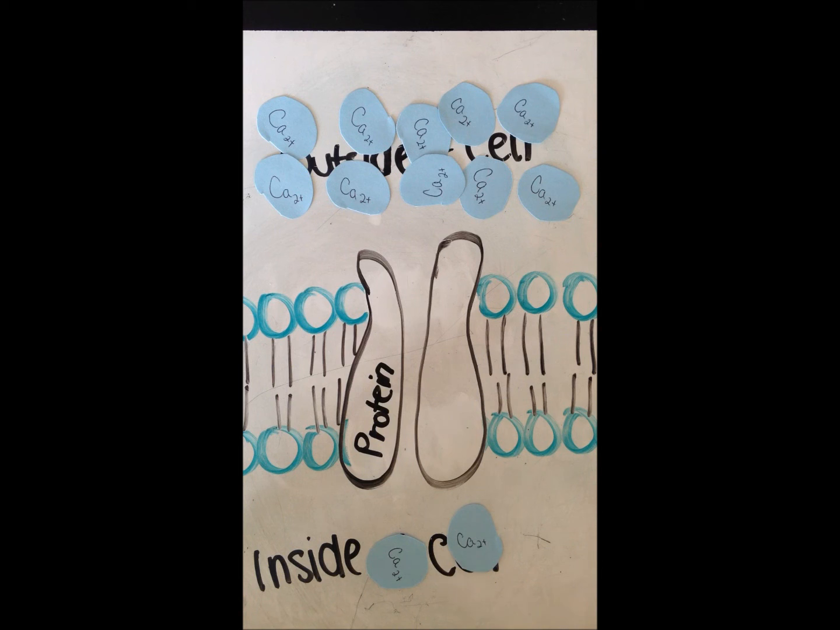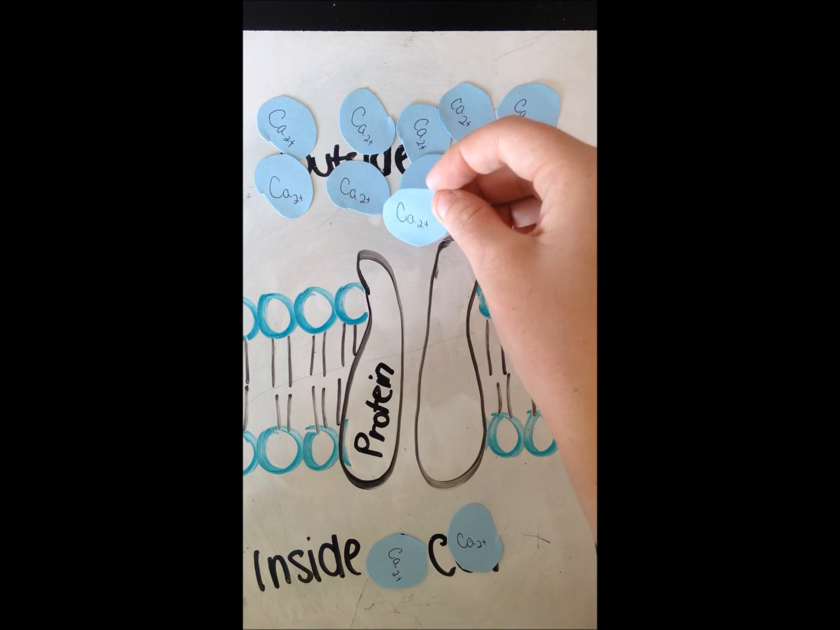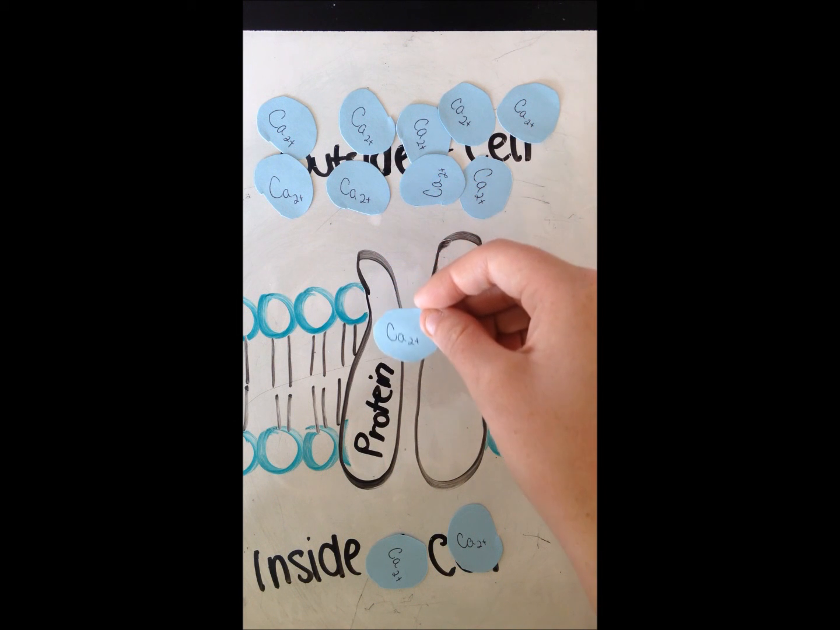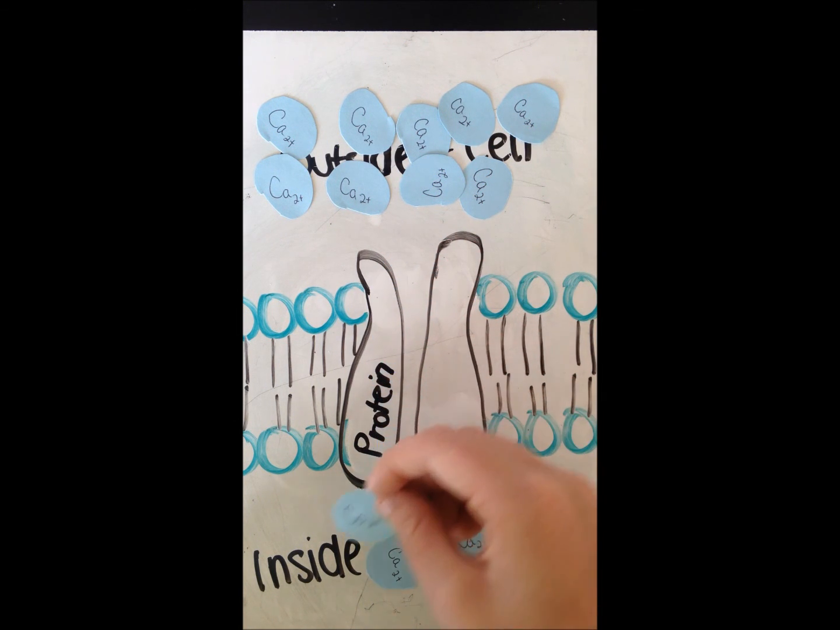Facilitated diffusion uses a protein, which you can see right here, to transport across the bilayer. It transports ions and large molecules which cannot fit across the membrane. So in this example, we have calcium, represented by the blue dots, which will be transported through a protein. It will be transported through the protein and into the cell.